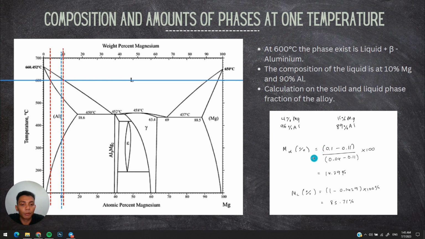Okay, next, we just put it into the formula, which is 0.1 minus 0.11 over 0.04 minus 0.11 times 100%. We will get 14.29% for the phase fraction alpha. And then for the phase fraction liquid, we just subtract the value from 1 and multiply it by 100% to get the final answer of 85.71%.